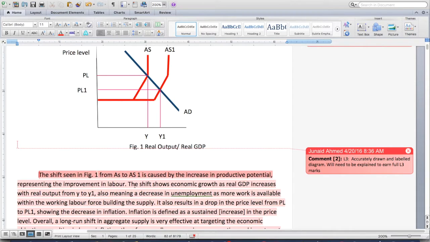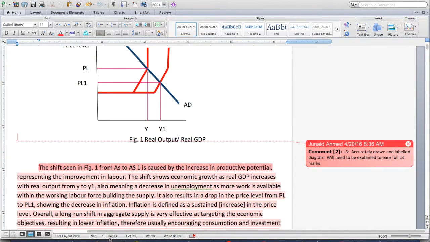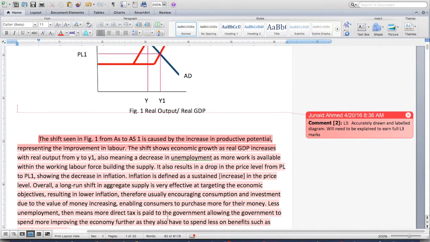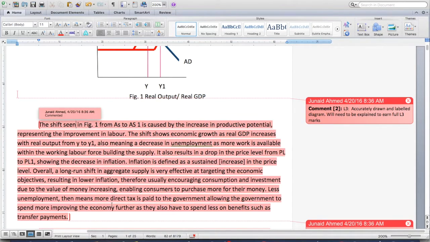I can see that. Inflation is defined as a sustained increase in the price level. Overall, a long-run shift in aggregate supply is very effective at targeting the economic objectives, resulting in lower inflation, therefore usually encouraging consumption and investment due to the value of money increasing, enabling consumers to purchase more for their money. Okay, talking about the value of money, purchasing power. Less unemployment then means more direct taxes paid to the government, allowing the government to spend more, improving the economy further, as they also have to spend less on benefits such as transfer payments.